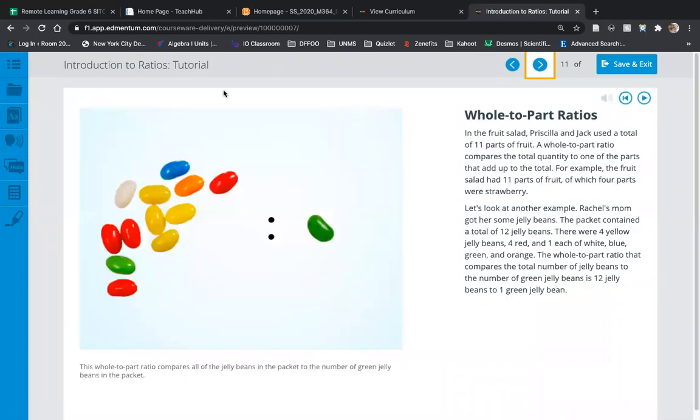Right? So the next one is whole to part. Just like I said before, it says in the fruit salad recipe, Patricia and Jack used a total of 11 parts of fruit, right?